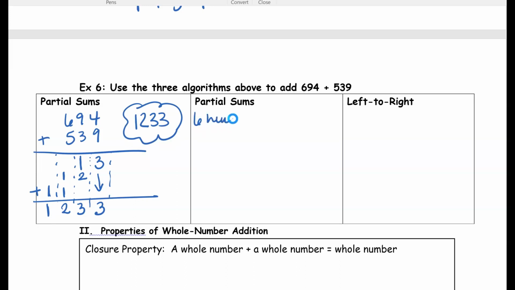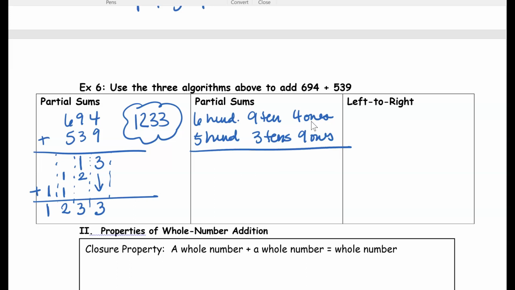So I've got 6 hundreds, 9 tens, 4 ones. I've got 5 hundreds, 3 tens, and 9 ones. So if I add all those together, it means I have 11 ones, I have 12 tens, and I have 11 hundreds. So now I need to regroup.